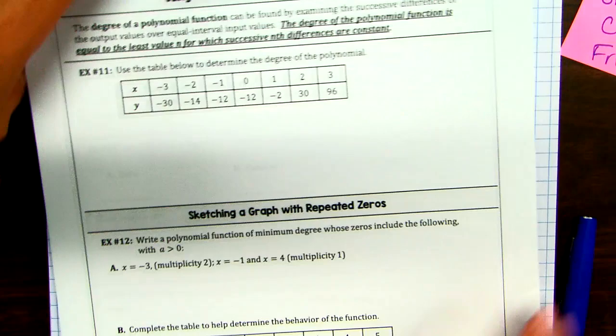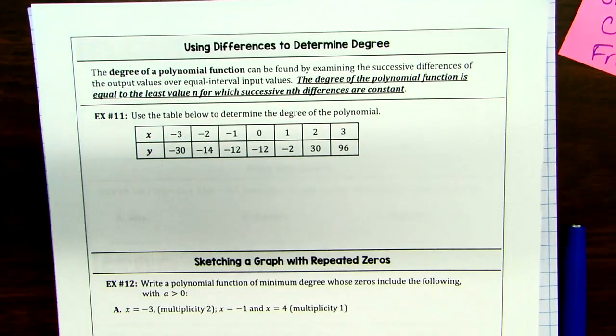This is a really easy problem. Probably the first time you've ever seen it, because it's the first time I've seen these, but they're super easy. This is a table of values where we can use our method we've used before, first differences and second differences, to find out what the degree of the polynomial is. In an equation, you know what the degree is. You just look at the highest exponent.